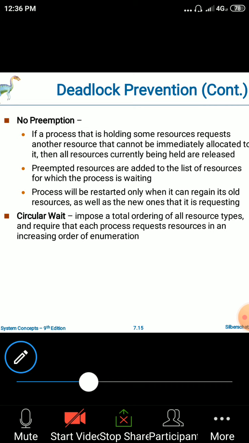Because P1 has requested other resources that are not immediately allocated to it, since those resources are already held by other processes, P1 is entering into the waiting state. During that time, whatever resources the process P1 is holding will be immediately preempted, meaning released from that process, and those resources will be allocated to other processes which have requested them.